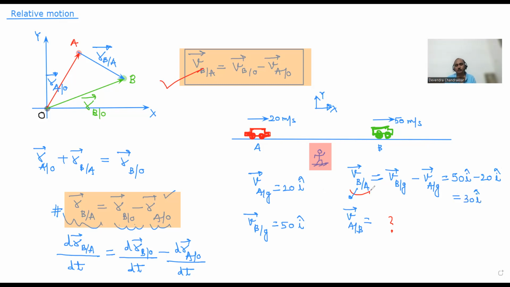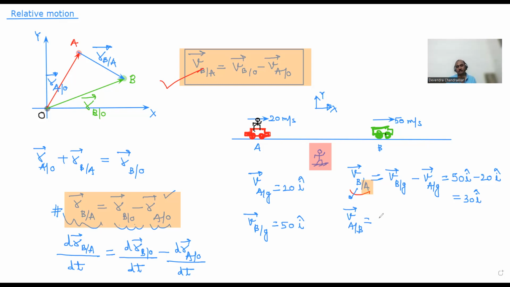So by doing this, you are making A as the frame of reference. आप क्या कर रहे हो? आप A को reference frame बना रहे हो. तो जब भी ऐसा करना है तो आप क्या करेंगे? आप A पे बैठ के देखिए. आप A पे बैठ जाओ. इधर देखो सब लोग ध्यान से. When you are making A as frame of reference, sit on A now. So with respect to you, car B is moving with a velocity of 30 I cap. I hope all of you understood this. Yes or no? Yes, sir.